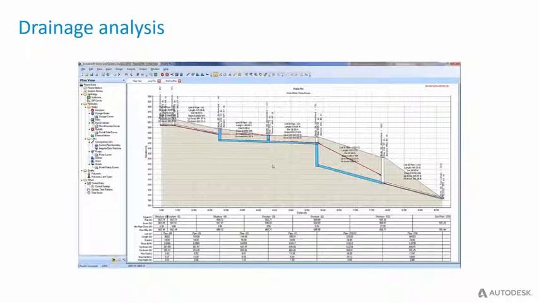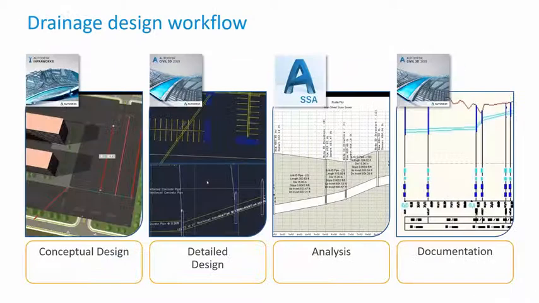And then here in Storm and Sanitary Analysis, I can modify the drainage, I mean my pipes, my manholes, and then I can bring it back over to Civil 3D. So it's really a closed loop where all data will come back to Civil 3D, where I have the entire detailed design. And over here is the documentation.